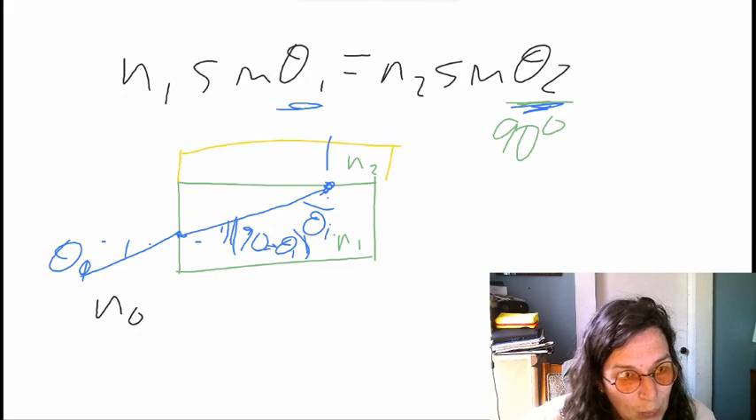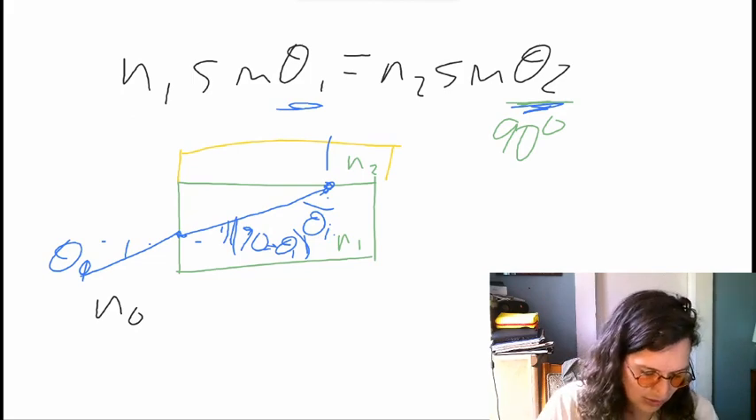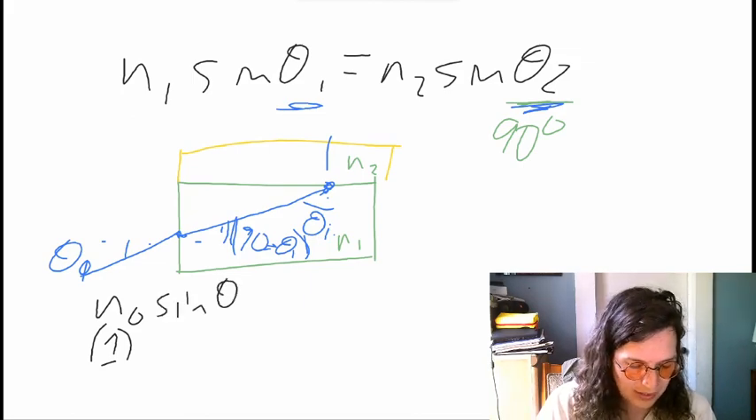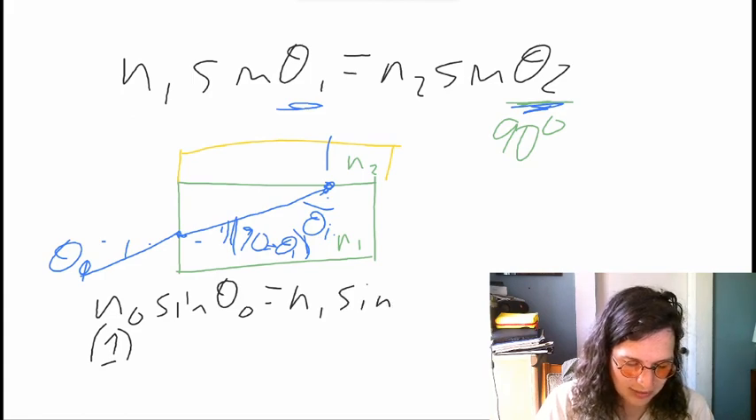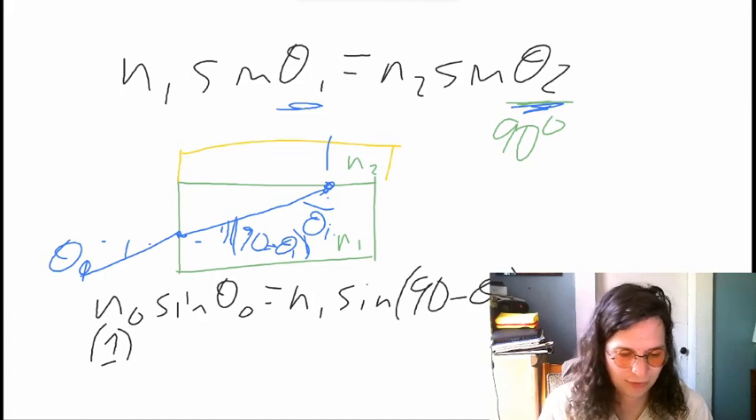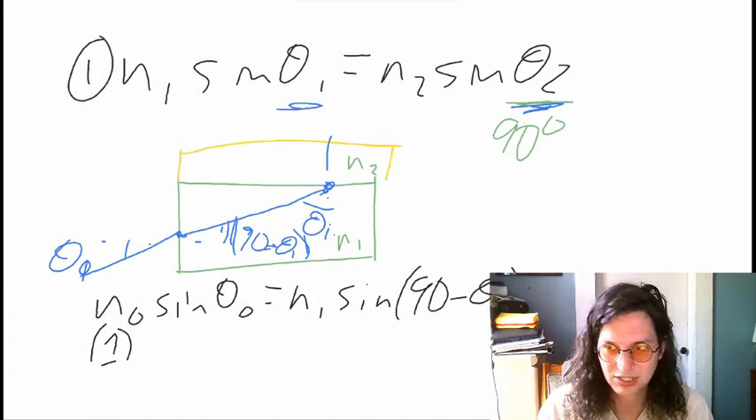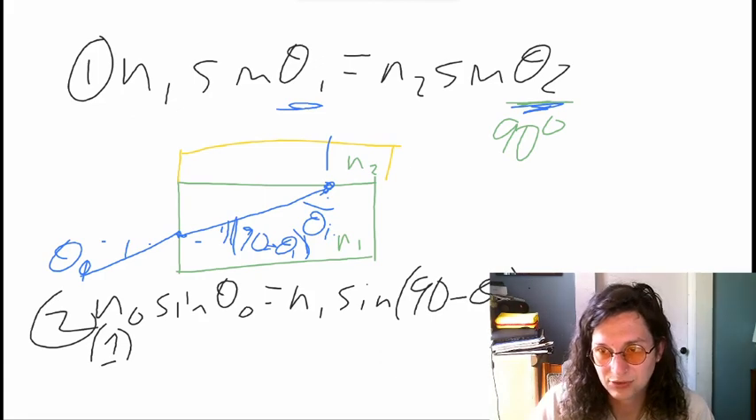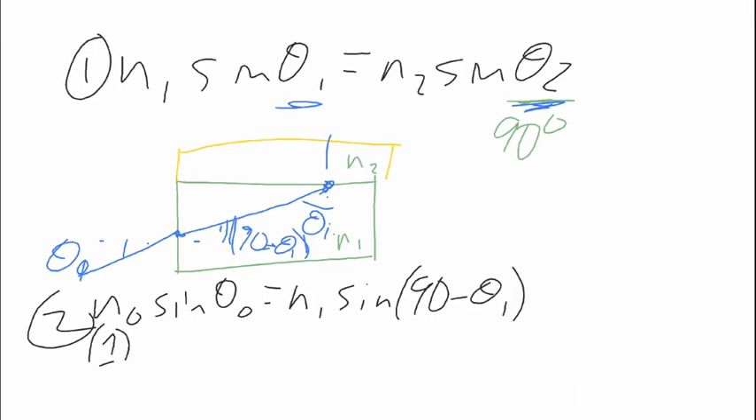air. Yeah, so this will be n0, which is going to be air, so that's going to be 1 times sine of that theta 0, and that'll be equal to n1 sine of 90 minus theta 1. So do your total internal reflection, that's your first calculation, and then for your second calculation, go ahead and do the actual incident. You're kind of working backwards. Do the incident refraction over here on the left side.